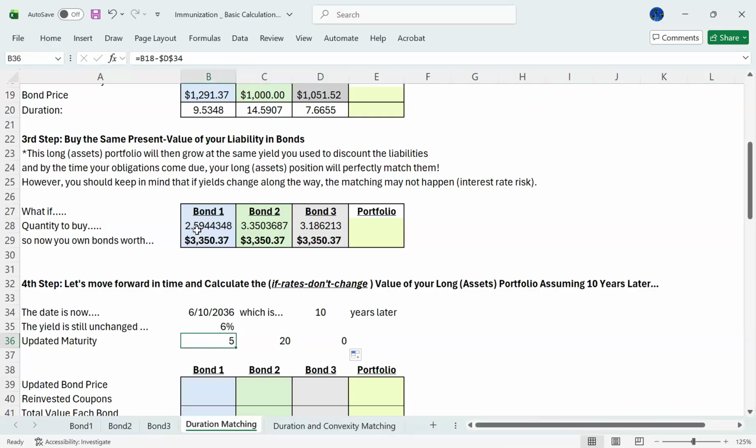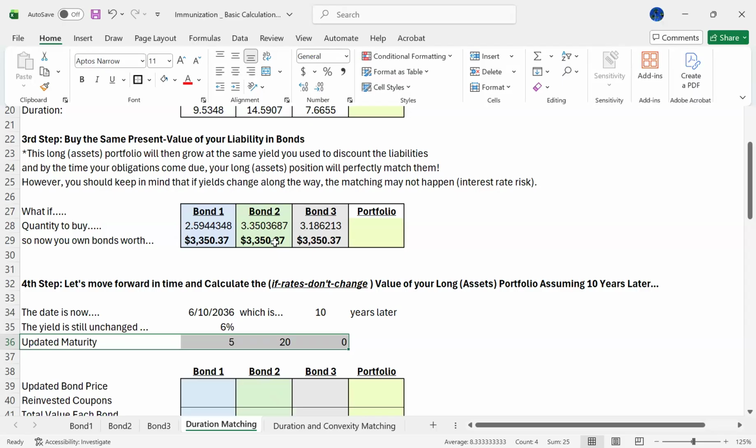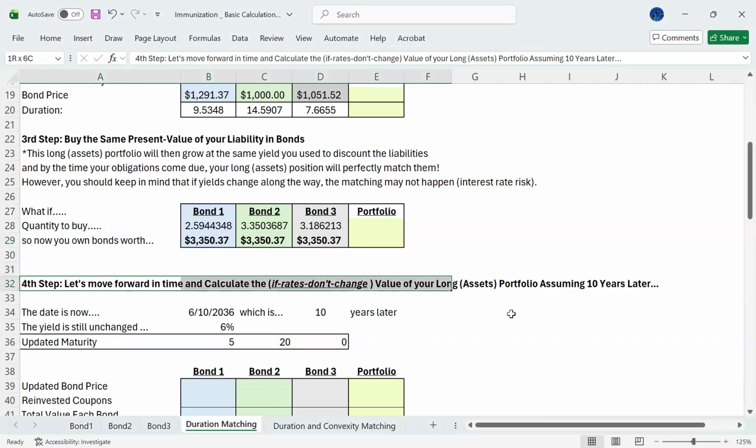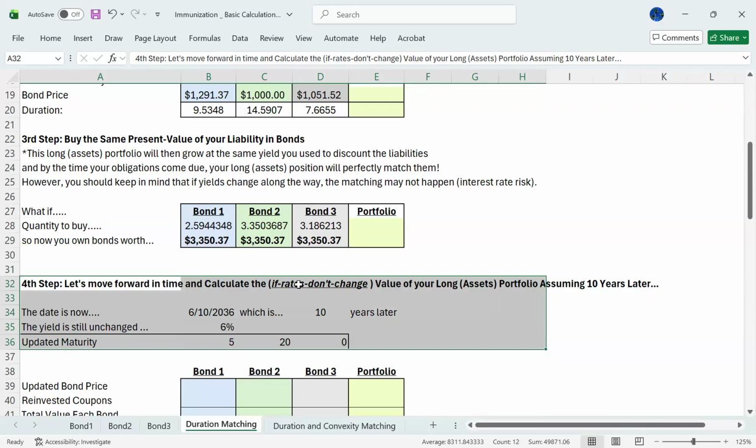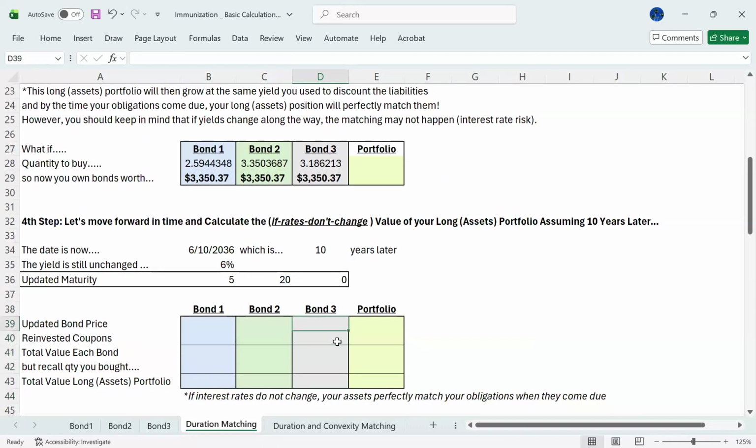If I buy bond one, 10 years later it will have 5 years left. If I decide to buy bond two and I move forward in time 10 years later, bond two would still have 20 years to maturity, and bond three would be essentially reaching maturity right there. So the best way of evaluating what will happen with either of these portfolios moving forward in time is by calculating two different components.